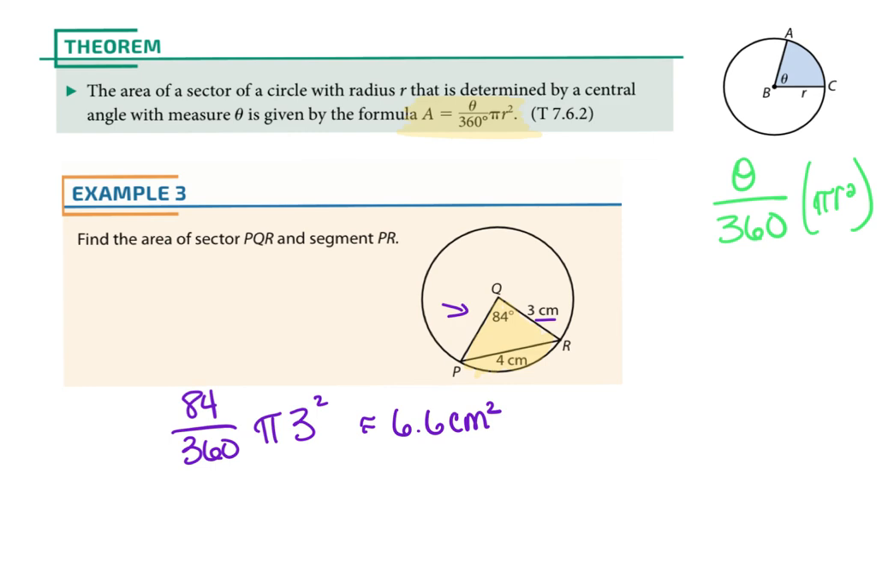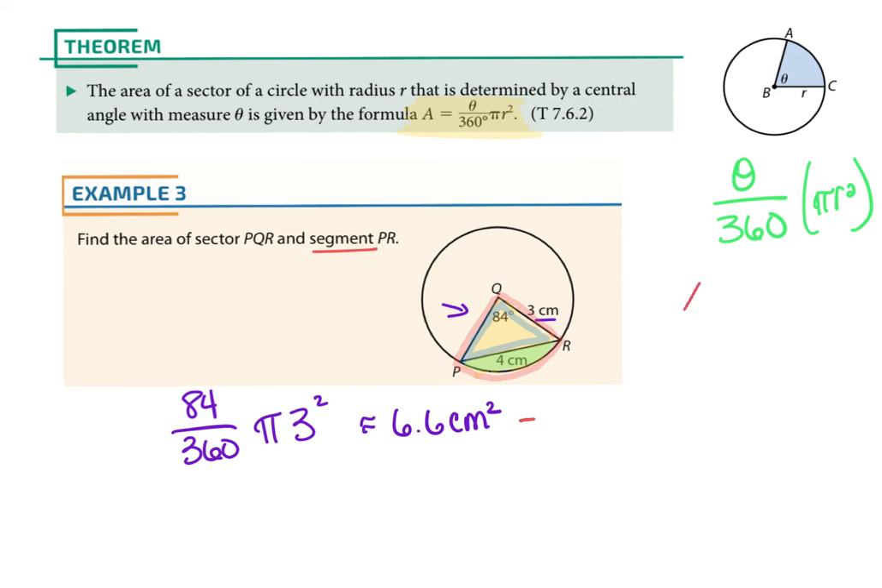The next thing they're asking for is the segment. Now, for the segment, they just want this part right here. So what I can do is I can take that entire piece that I just found, which is this entire pie piece, and I can subtract out this triangle. Right? Yes? And then I would have what's left over. So let's look at the triangle. That's what we need. We need to subtract that. So we're going to take the triangle and we're going to subtract it from what we just found.